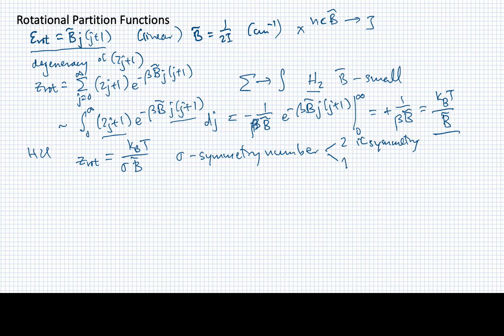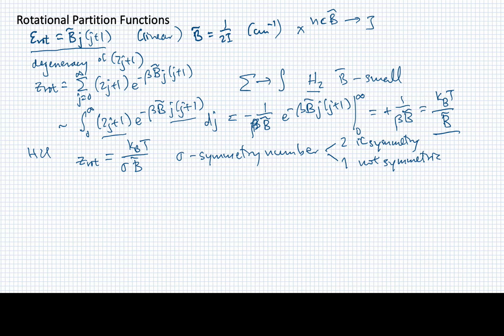If it's not symmetric, then it's just equal to 1. All right, but with this in here, we can now write down a rotational partition function that looks something like this. Now I want to introduce another little wrinkle in this that will give us a handle on how to classify different kinds of molecules.